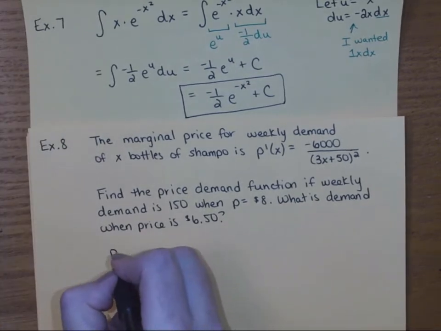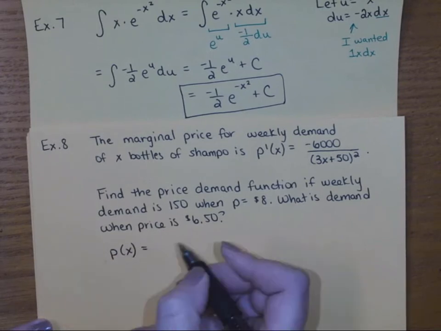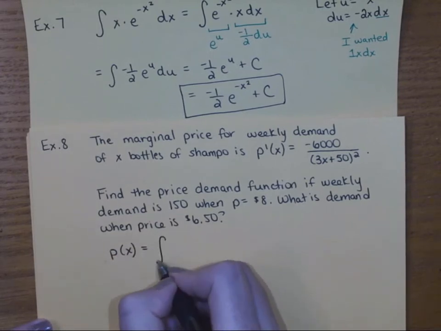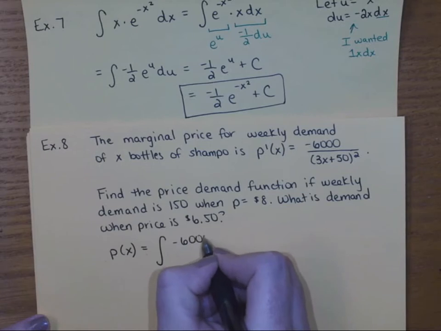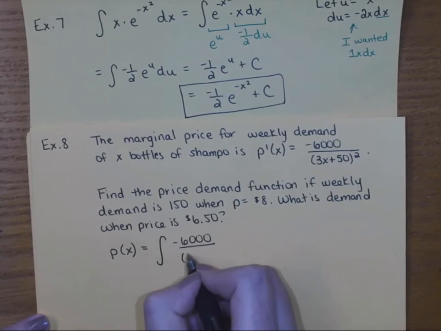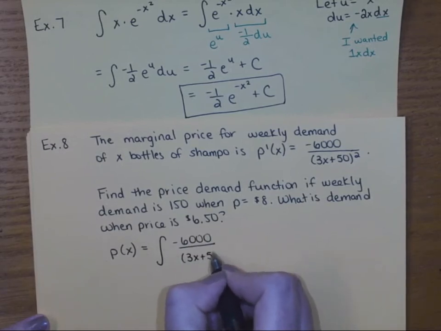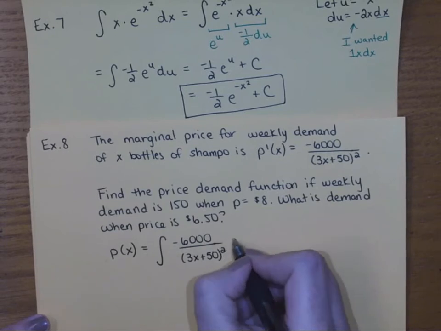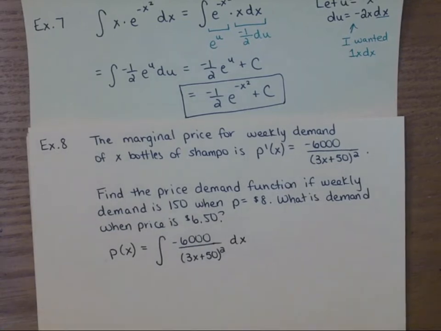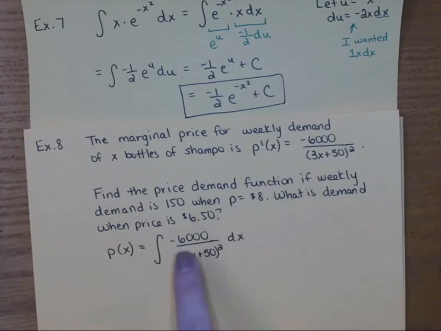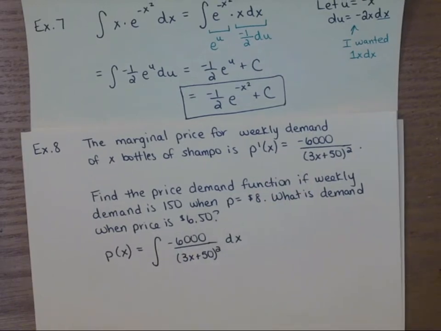So if I want regular old p of x and I have the derivative, I need to take the antiderivative so that I can get back to regular old p of x. Okay, so it's important that you know how to say that, right? I don't want the derivative equation. I want the original equation.